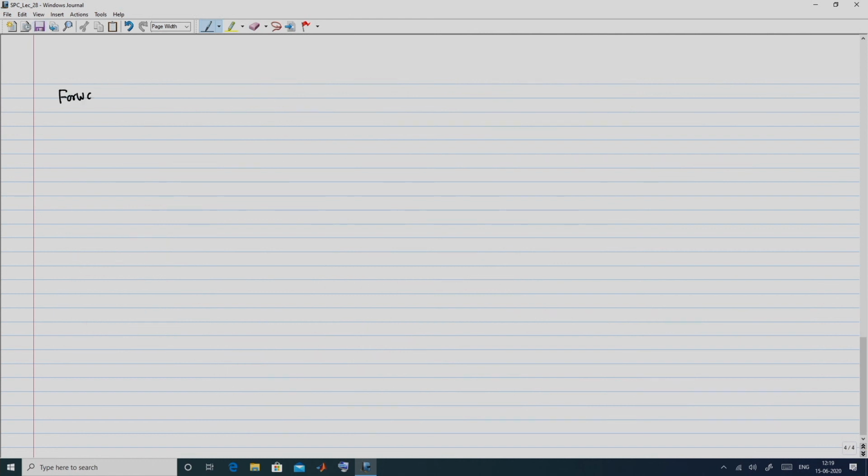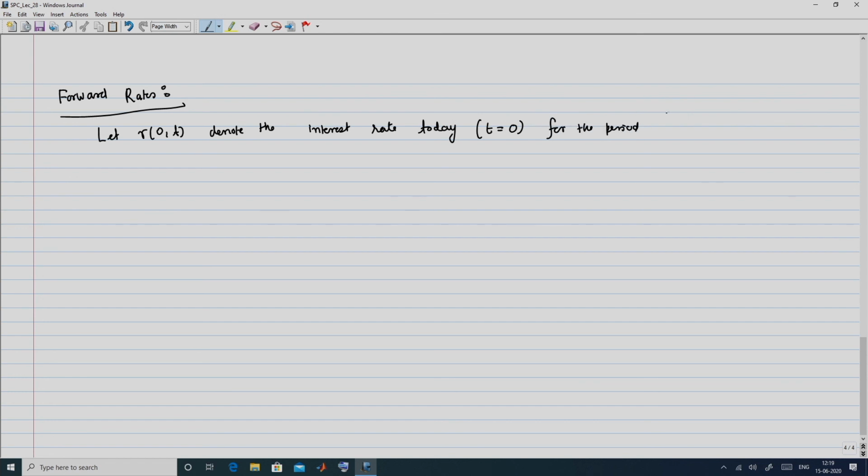So, next let us come to what are known as the forward rates. Let R(0,t) denote the interest rate today, and I will denote today as t equal to 0, and this is the interest rate for the period starting today and going up to time little t. This R(0,t) is called the spot rate.